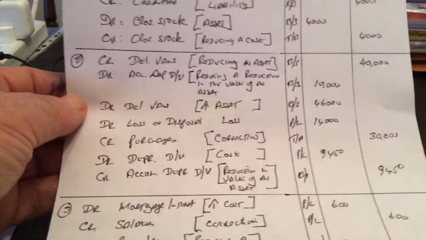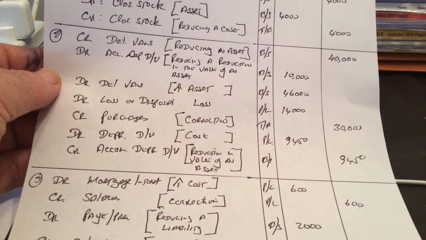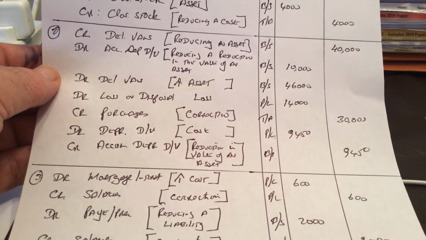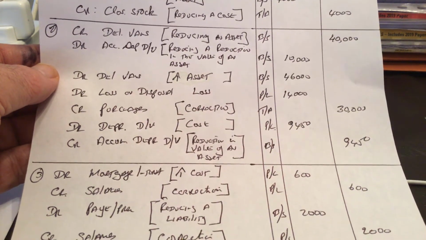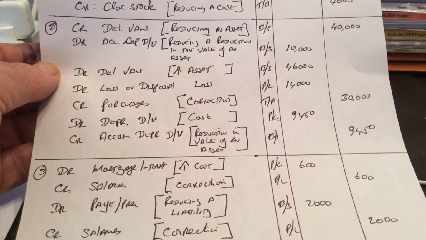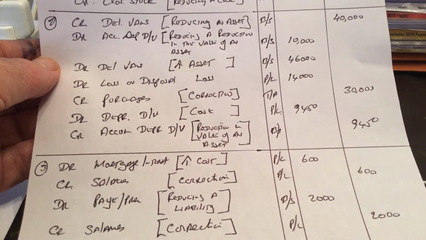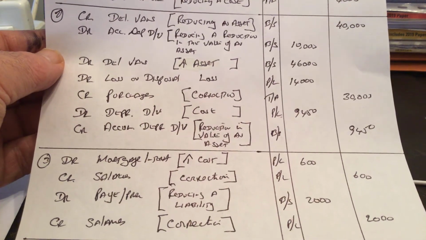Let's have a look at the adjustments. So we go credit delivery vans in the balance sheet 40,000 because we're reducing an asset. Debit accumulated depreciation delivery van in the balance sheet 10,000. This is a reduction in the value of an asset. And then we bought a new asset for 46,000. Debit delivery vans, increasing an asset, 46,000.